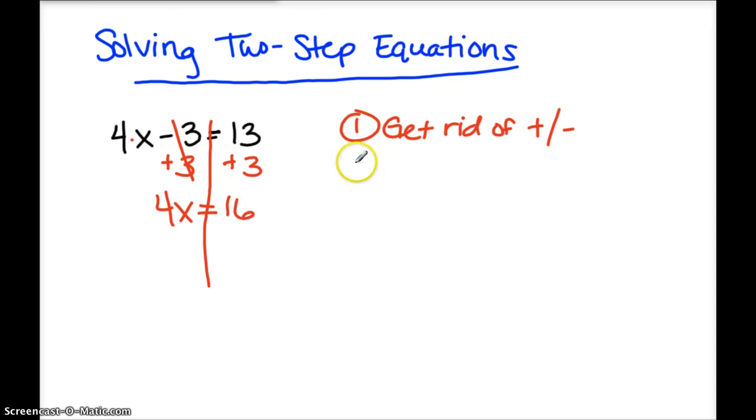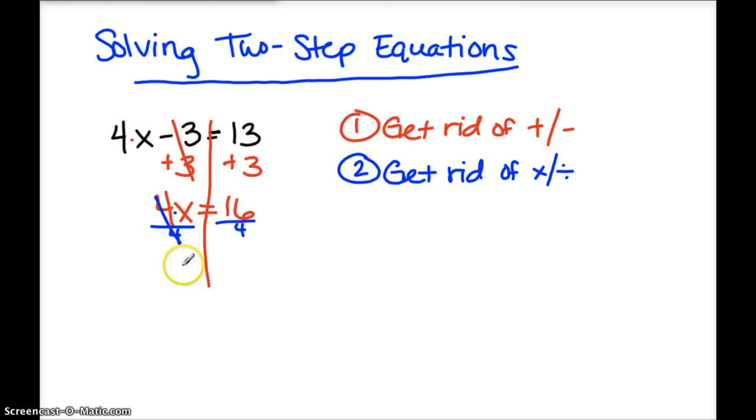And then the second thing you do is to get rid of the multiplication or division. So in this case, remember it says 4 times x, so to get rid of that I want to divide by 4. So x equals 4. And we're done. It is a two-step equation, so there are only 2 steps that you need to follow to do these. Okay, let's look at another example.